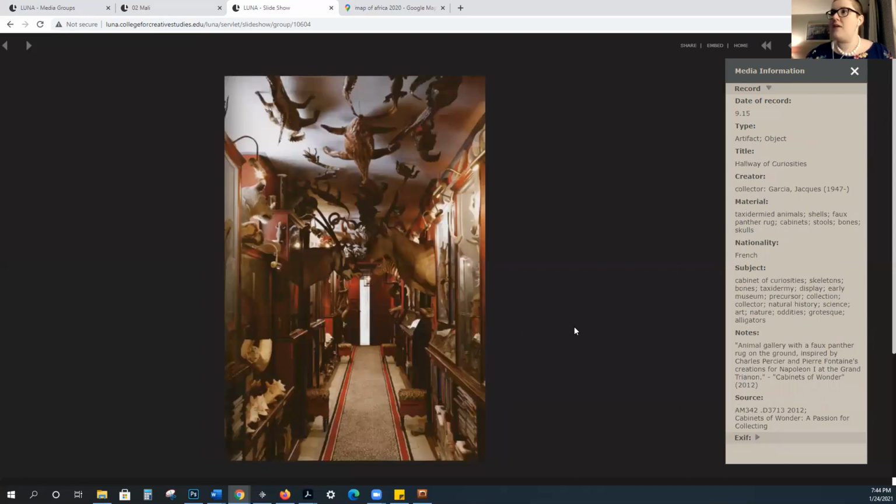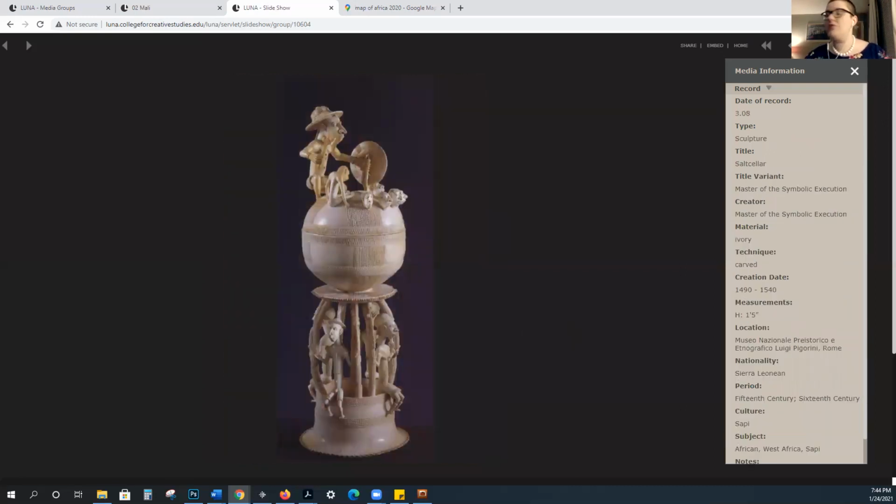And the reason I'm telling you this is because I want to talk to you first about salt cellars. So these are from Sierra Leone, and these are made of ivory. Now, the way that Luna works is that you have the image here, and then when I'm giving you a slideshow, you have information here on the right.